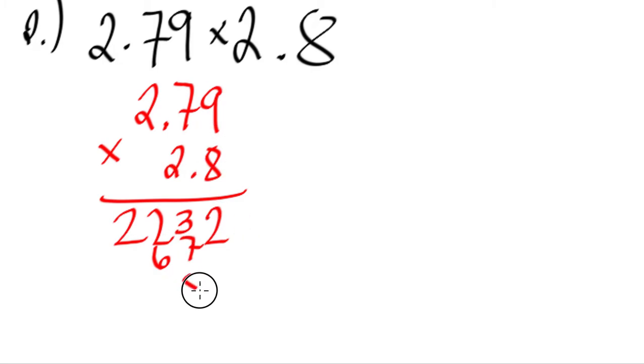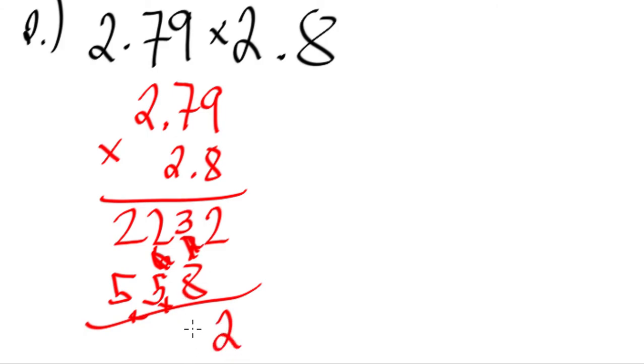2 times 9 is 18, carry 1. 2 times 7 is 14 plus 1, so we have 15, carry 1. 2 times 2 is 4, plus 1, that's going to give us 5. So these are our partial products. Let's add them. Never mind, these are the carries, so let's erase them. So 2, 8 plus 3 is 11, carry 1. 5 plus 2 is 7, plus the 1 carry, 8. And then we have 7 here. So we have 7, 8, 1, 2.